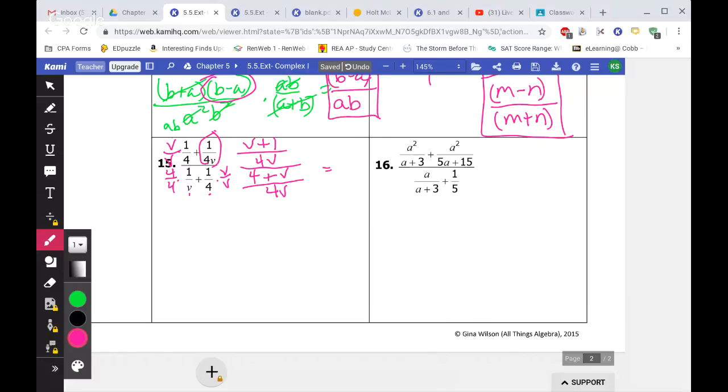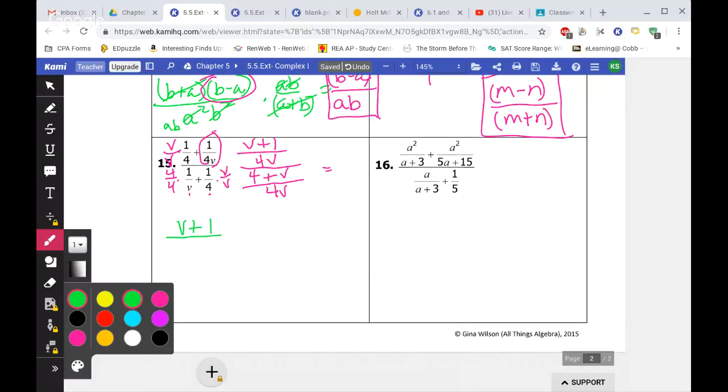So we'll keep, flip, change. We'll keep the first fraction, which is this whole thing right here. That's the numerator, and it will stay the same. We'll flip this division bar. That fraction bar is a division symbol. It now is going to be multiplication. And then we'll flip the denominator to its reciprocal, for v over 4 plus v.